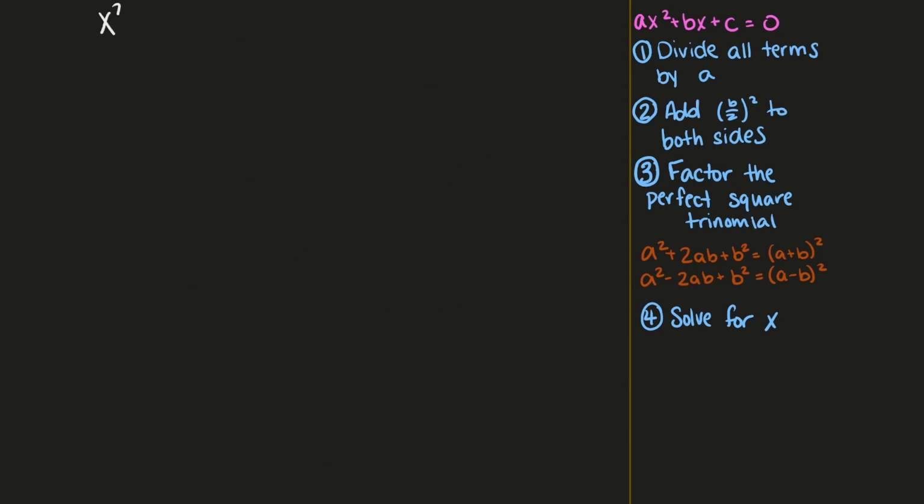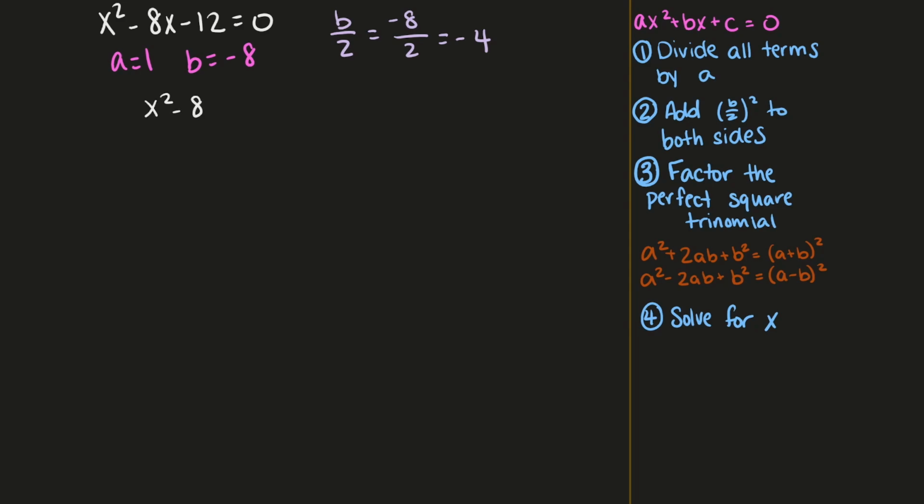Example 3. We have x squared minus 8x minus 12 equals 0. Our a is 1 and our b is negative 8. Since our a is 1, we don't have to divide by anything, and we can find our b over 2. So b over 2 is negative 8 over 2, which is equal to negative 4. Now let's add b over 2 squared to both sides. So we get x squared minus 8x plus negative 4 squared minus 12 equals 0 plus negative 4 squared. So this becomes x squared minus 8x plus 16 minus 12 equals 16.